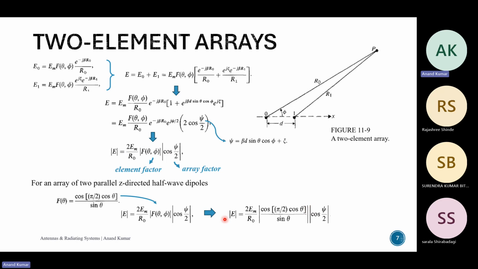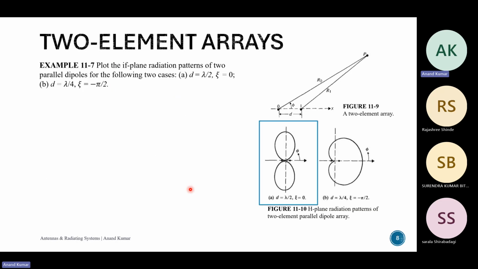So this would be the electric field at the point P due to the two half-wave dipoles. Okay, so this is all from the two element arrays, and then we had discussed a few terms like the principle of superposition and the array factor. So you can refer to the previous class. We had discussed them quite in detail at that time.